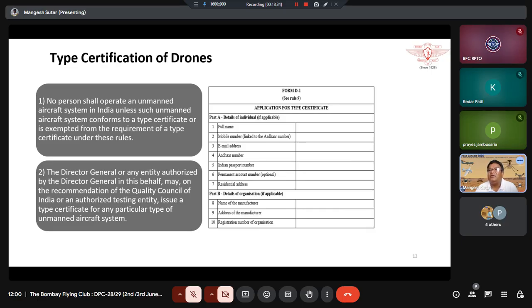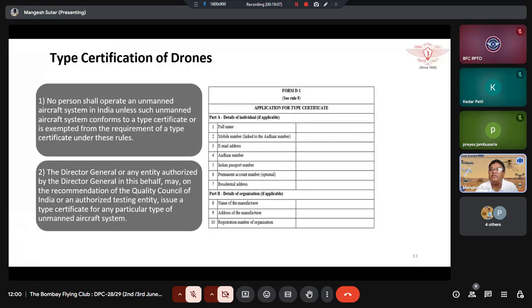For example, tomorrow, let's say Kedar thinks that he wants to start an organization and build a drone, and he builds a prototype. He does all the testing and all the things. Now he thinks, let me manufacture more of this and sell it. That is how he will recover the research and development cost, and he wants to establish a company. He may be manufacturing an agriculture drone, a surveillance drone, or a drone for cinematography, any type of drone.